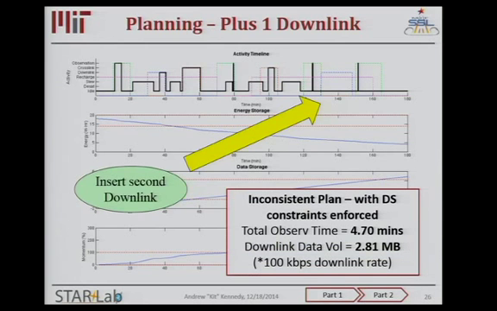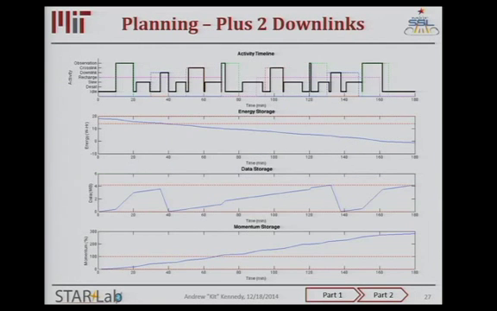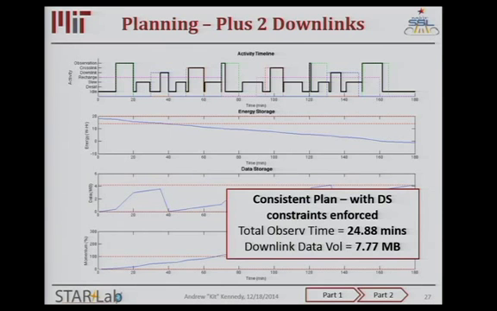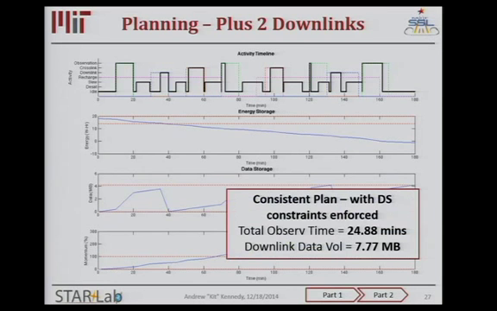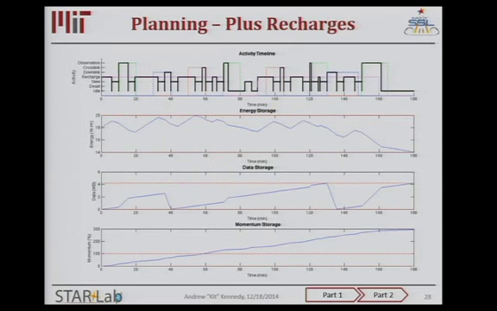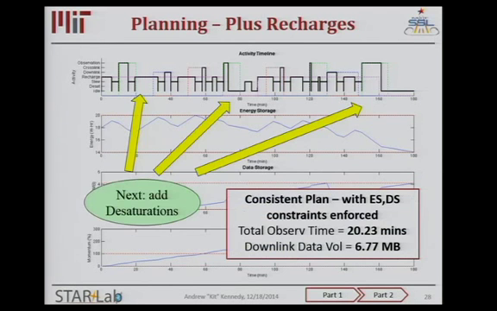So let's try introducing a second downlink activity. And now all of a sudden data storage constraints can be met, and we have a consistent plan. So we've solved the mixed integer linear program consistently. But we're still not quite there in terms of energy storage and momentum storage, so we add recharges. We're getting a more complicated plan, but now we meet both energy storage and data storage requirements. And then, satisfying the last constraints, we can add desaturation activities, again, to get rid of stored angular momentum.